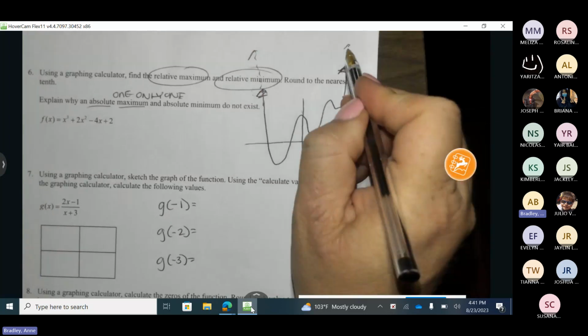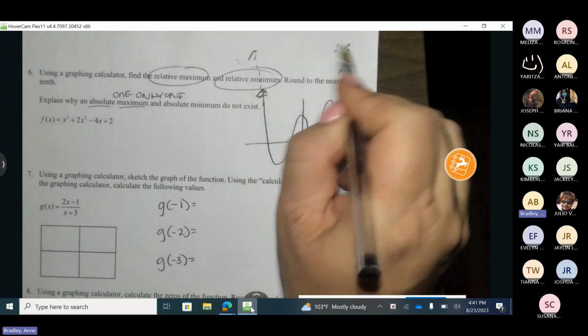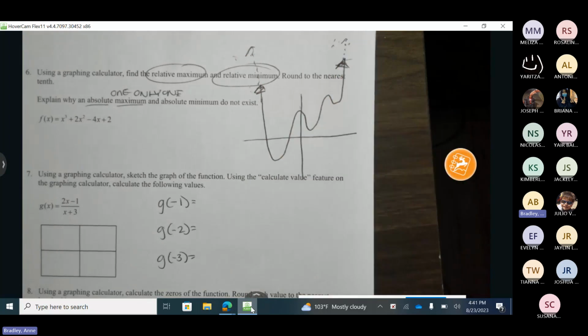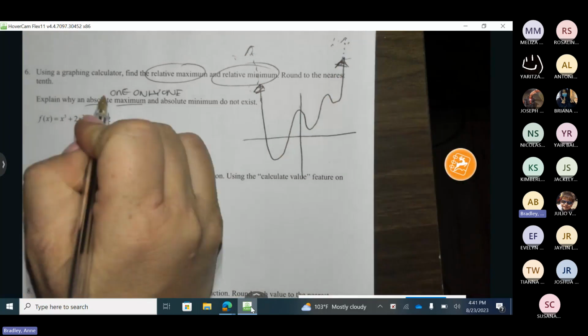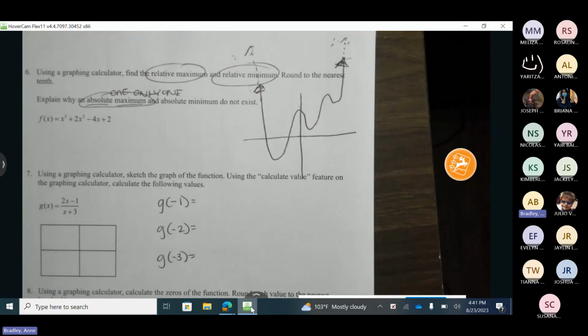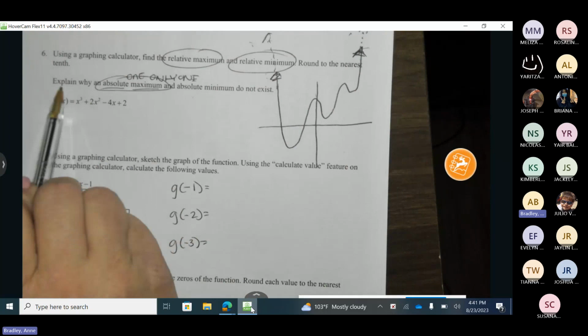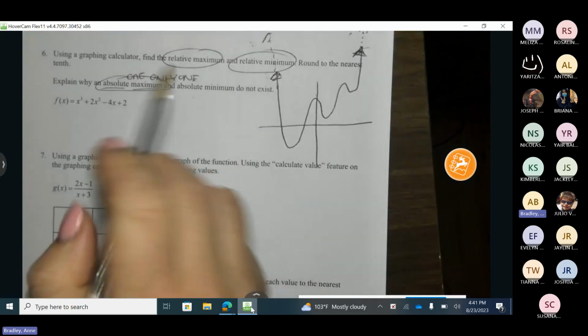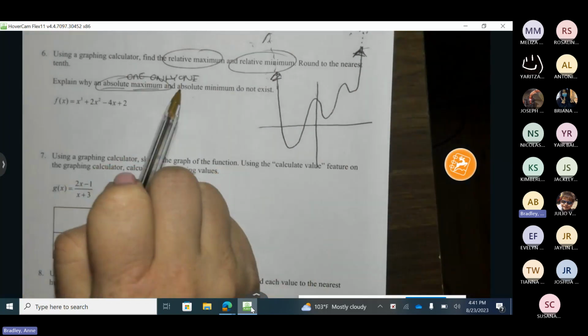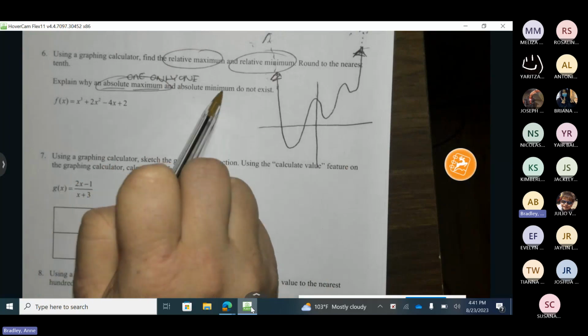Because it never stops going up. And since it never stops going up, I can't just identify one point as being the highest. That's why an absolute maximum does not occur. For this graph, there is an absolute minimum. Again, that means one and only one point that stands out as absolutely the lowest.